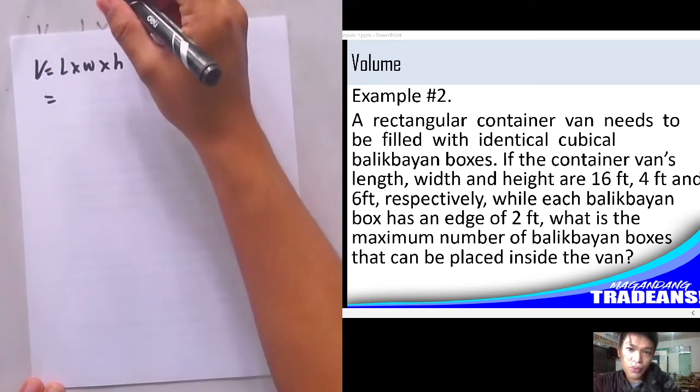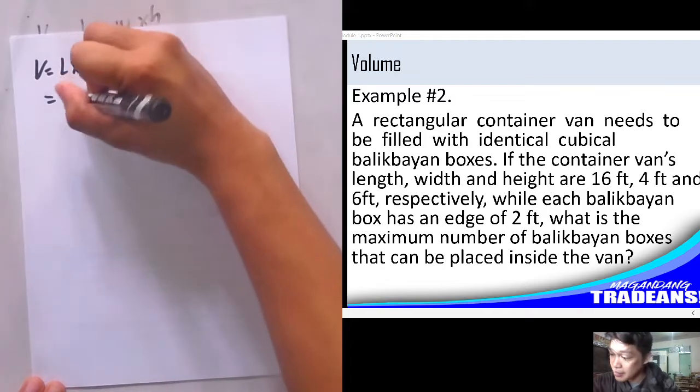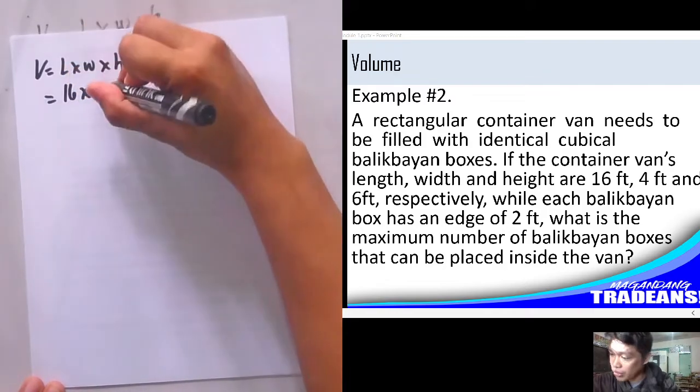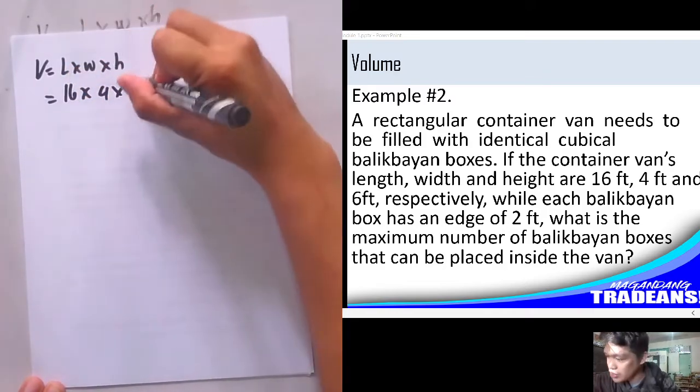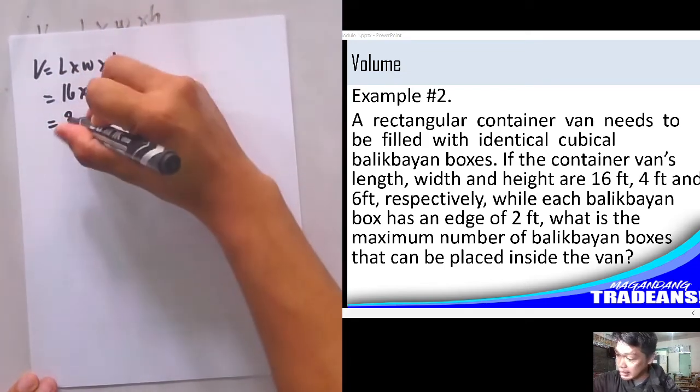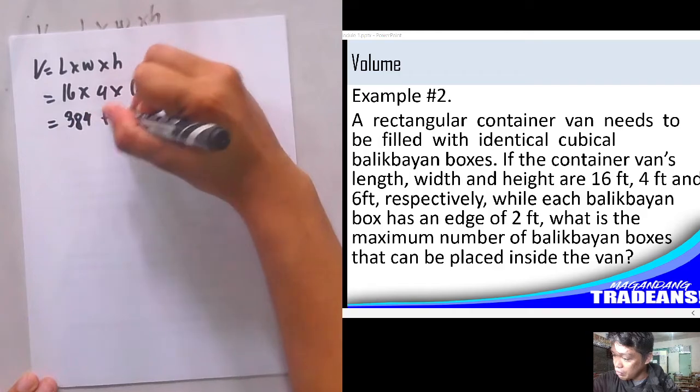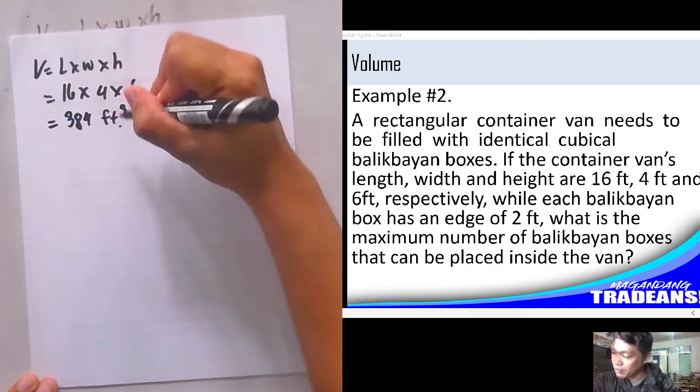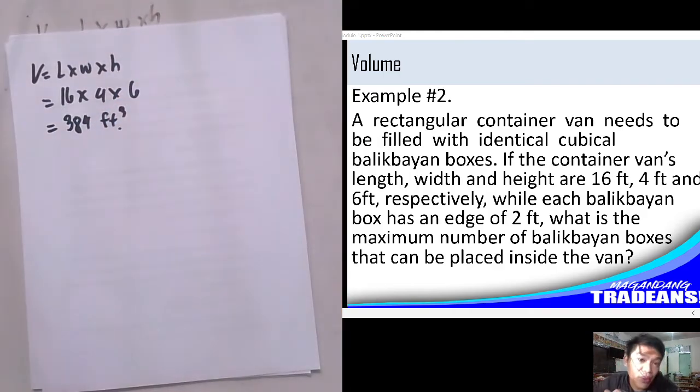If you are going to solve for that one, the length is 16 times 4 times height, which is 6 feet. And 16 times 4 times 6 is 384 cubic feet. Okay, bakit cubic feet po? Kasi tatlong beses po na ulit si feet. That is cubic feet. Now, is this now the final answer?